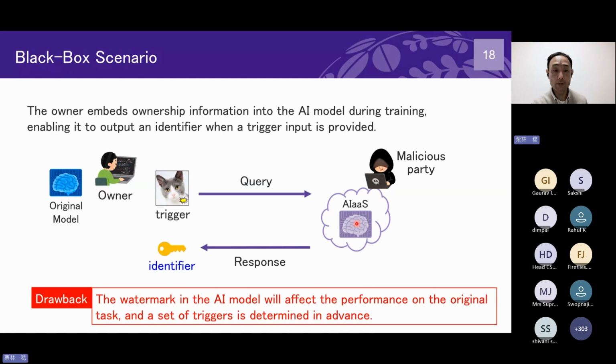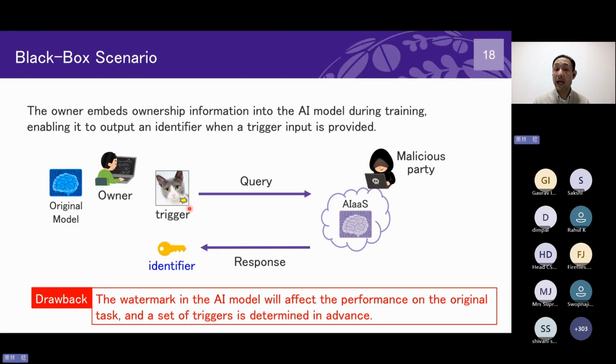However, in this scenario, there are some drawbacks. The watermark in the AI model will affect the performance of the original task because the owner will make some backdoor on the original model. Therefore, a certain special input is reacted to. Right? The AI model reacts to the certain special input. Therefore, it is a backdoor of the AI model. Such a backdoor will affect the performance of the original task.